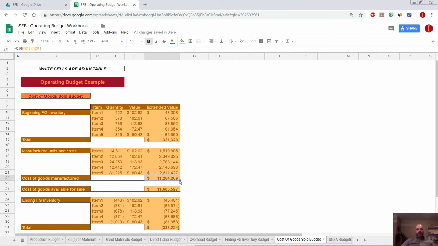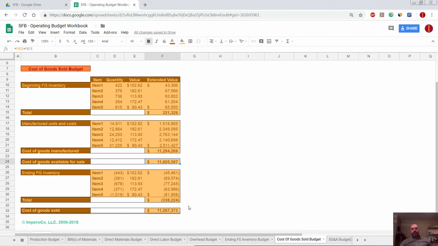Cost of goods manufactured. Okay, that's what you call the sum of these amounts. So if we take the cost of goods manufactured plus the beginning inventory, this is cost of goods available for sale. Okay, the terminology makes sense. It's what you start the year with plus what you're going to make, and that's what you have available for sale. We take out what we're going to leave in inventory at the end of the year, and then we have cost of goods sold.